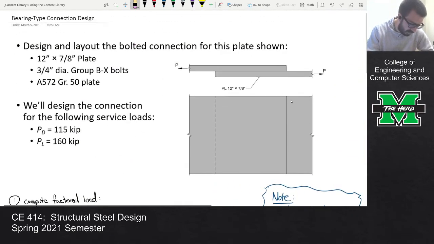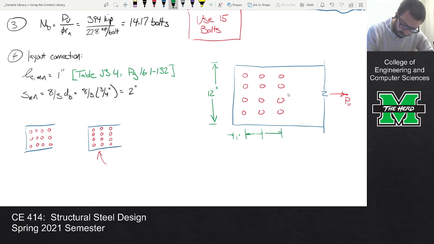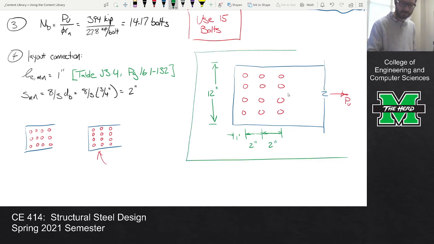I don't think there was anything that says you had to use 3 lines of bolts or 4 lines of bolts. So let's do that. And then this dimension here, that dimension is 1 inch. And that dimension is 2 inches. And so this is our trial connection.